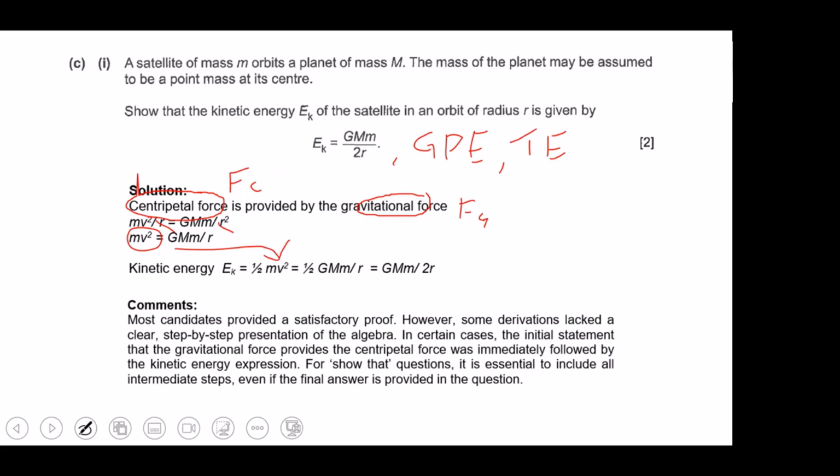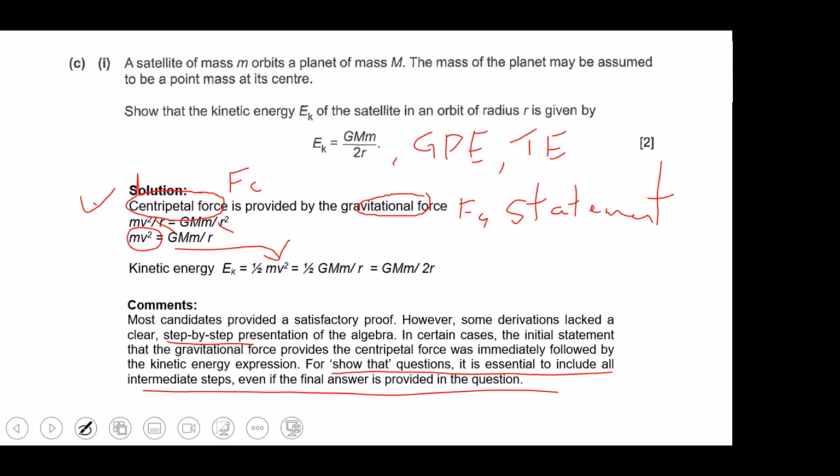Of course, this question is a show question. Just remember the expectation of the question. Make sure you provide a step-by-step presentation of the algebra. Start with a statement. You need a statement, so make sure you write a statement first. Then, after having written the statement that the centripetal force is provided by gravitational force, follow with the KE expression. Most of them can actually do that. Just take note of this: show questions are important to include all steps.